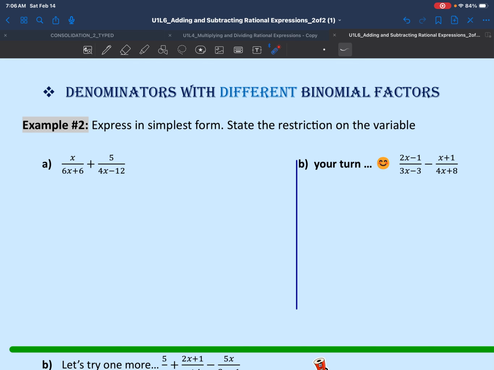Hi everyone, let's work together on adding and subtracting some rational expressions with different binomial factors. We'll start off with example 2a. We'll have to write the final answer in simplest form, don't forget, and state the restrictions on the variable.